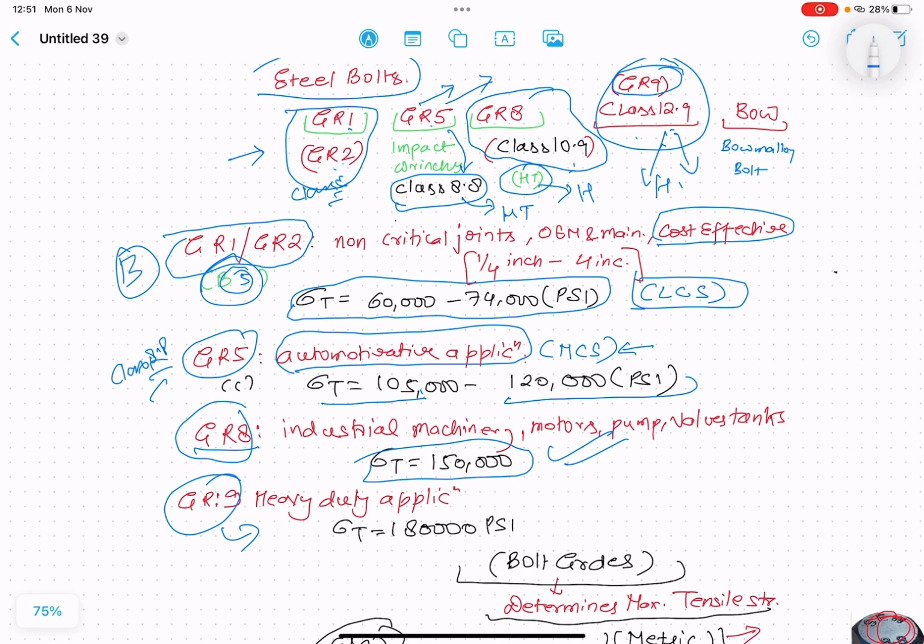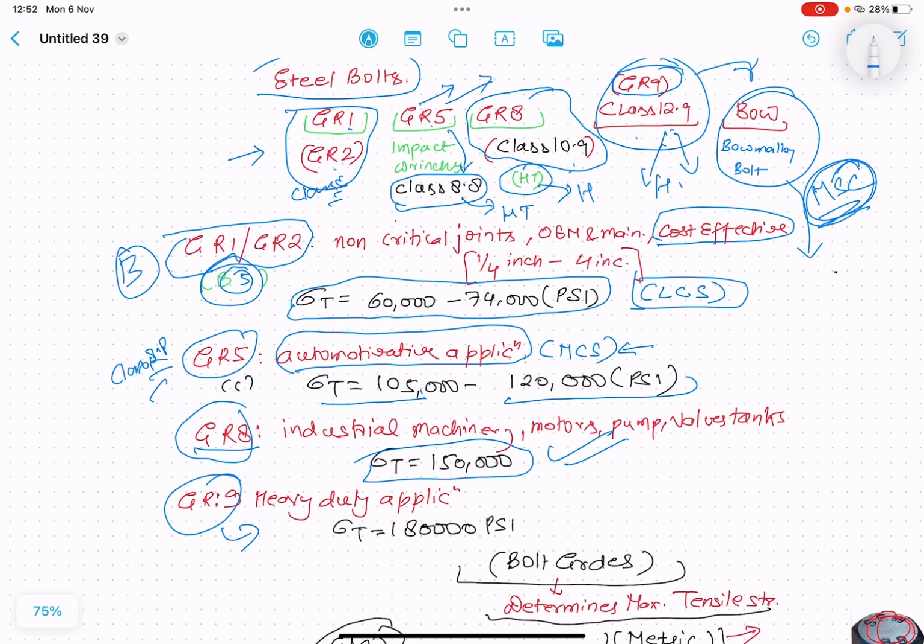Now the last one is the Bohler alloy bolt, basically made by the company called MSC. These bolts are very high strength compared to class 12.9, and are used in applications where the tensile stress is very much higher, like race cars, etc. Very few companies are able to manufacture such bolts, and they are very costly.